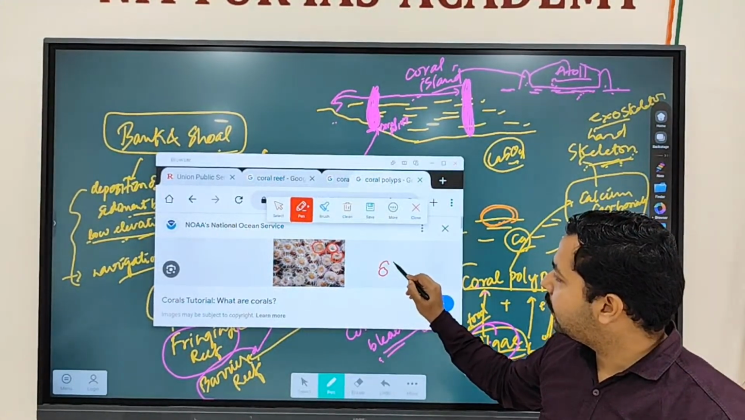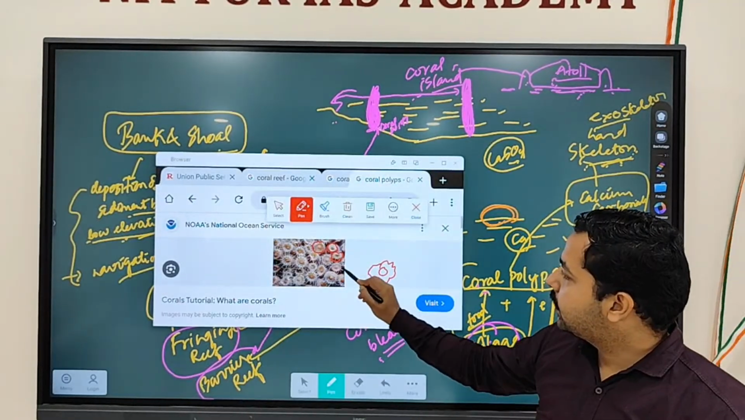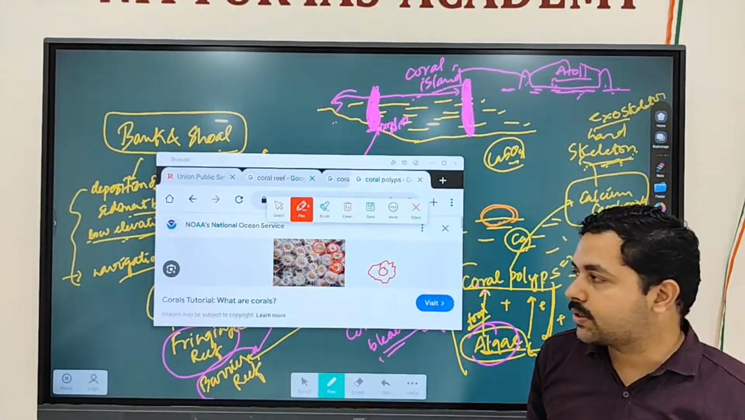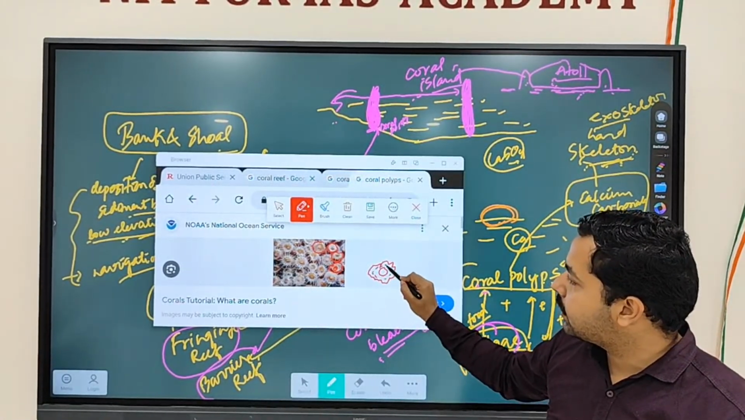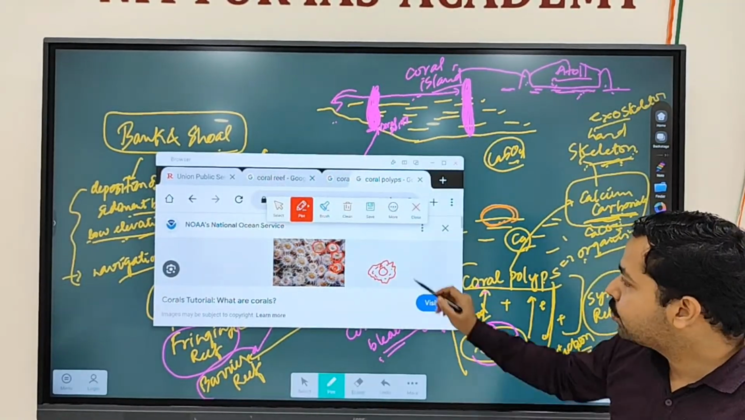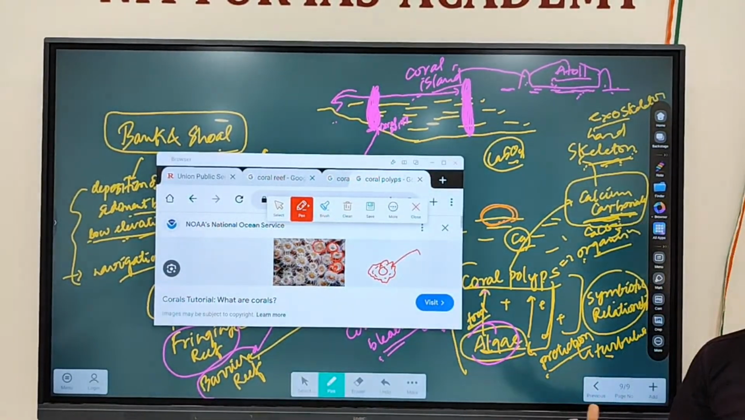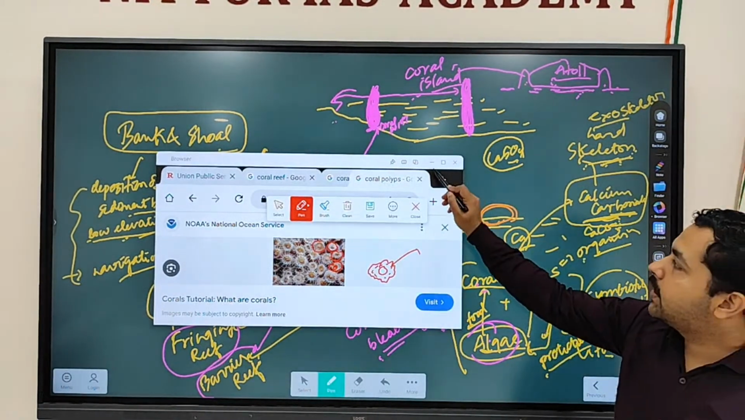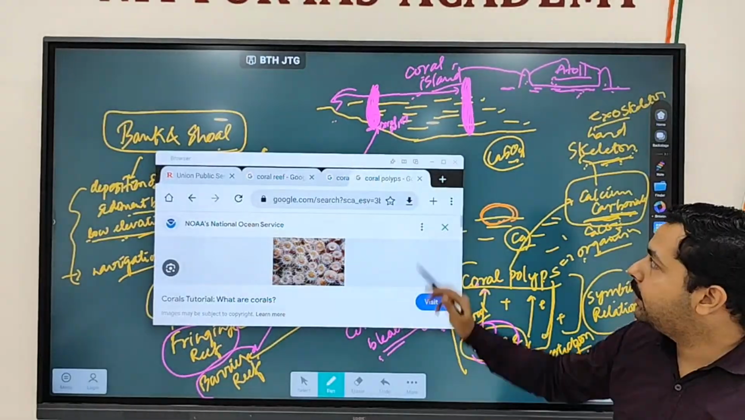So it is like this, you have this surface, and around it you are seeing this type. So on this surface only what gets attached? The algae get attached. So when algae are not there, this phenomenon is referred to as which phenomenon? Coral bleaching phenomenon. Clear?